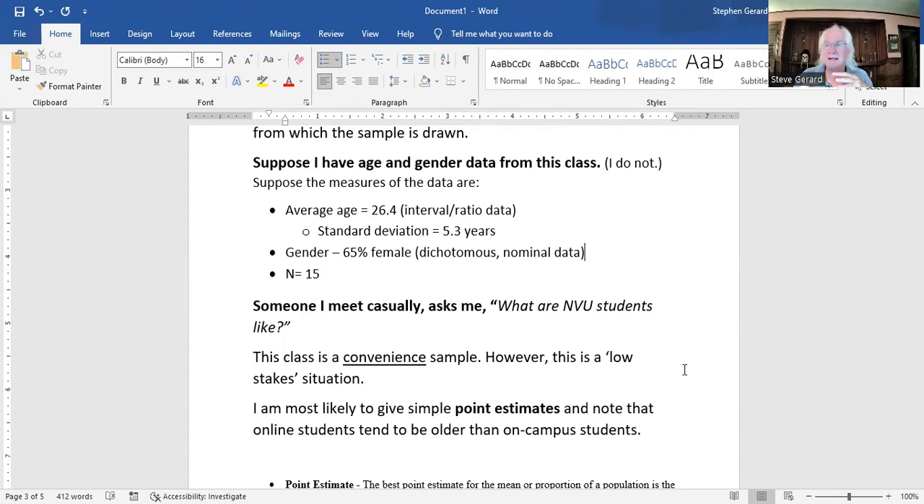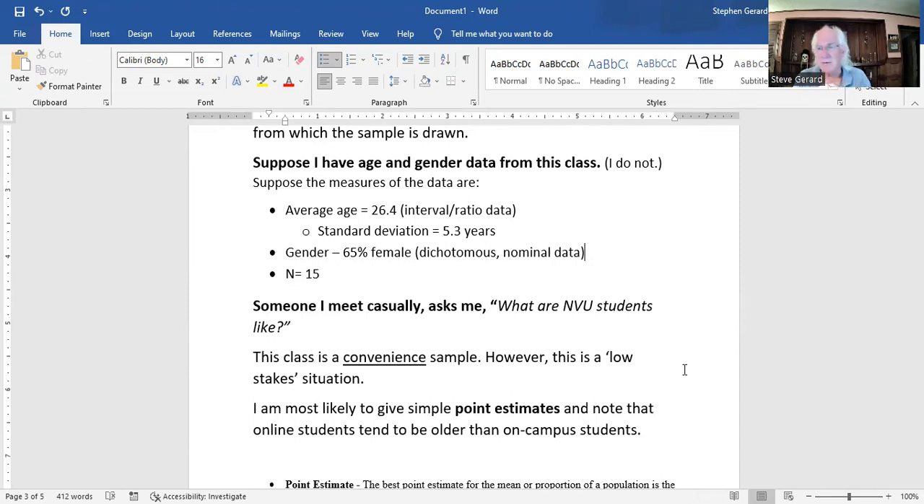This is when I start getting the caveats. It's not the most accurate. And one of the real questions that comes up is, I believe NVU online students tend to be older than NVU on-campus students, those are residential on campus. I suspect that NVU online students are younger than NVU graduate students. So there are different populations you might be inferring to in this process.